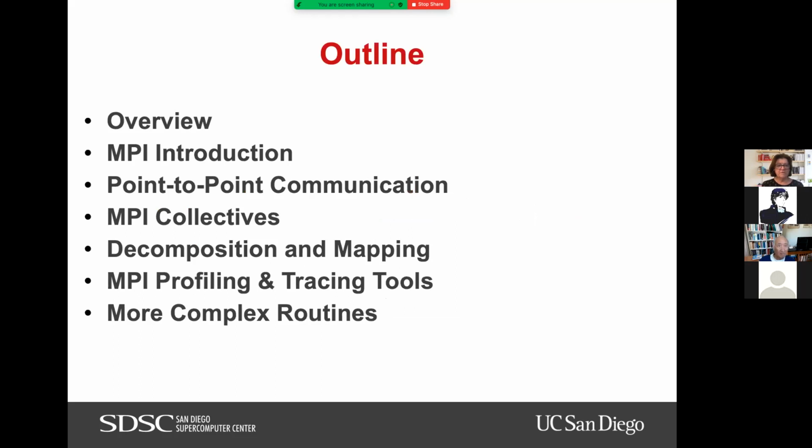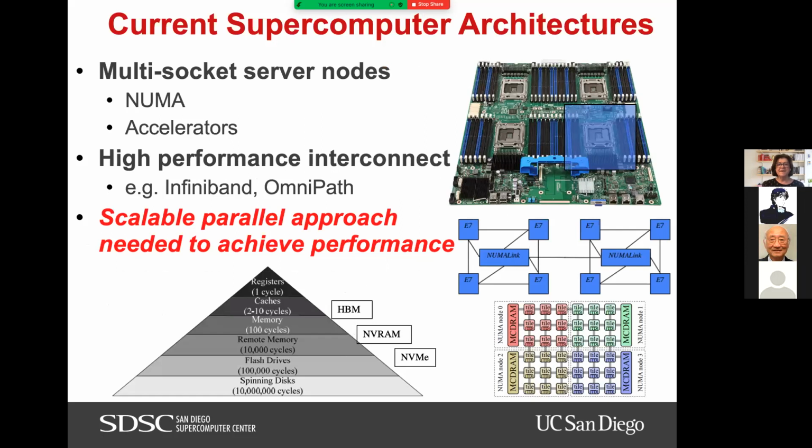We'll talk about just an overview, some of it you've seen. MPI, what is it? Point-to-point communication. How do these different MPI resources talk to each other? And then how do they collectively communicate? The decomposition and mapping. How do we break up a big problem into smaller problems that can be done on a collection of nodes? And then a little bit about profiling and tracing and some other complex routines. And this will just sort of touch the surface, and I promise to try and to be done in an hour.